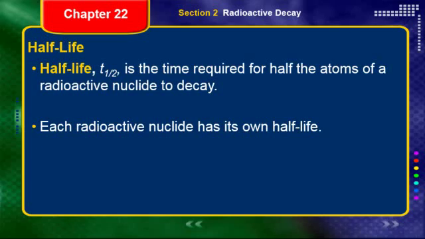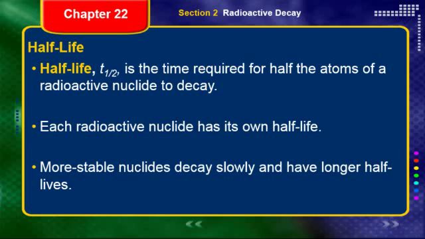Each radioactive nuclide has its own half-life. Every single type has its own half-life. More stable nuclides decay slowly and have longer half-lives. The other half of that is less stable nuclides decay much more quickly and have shorter half-lives.